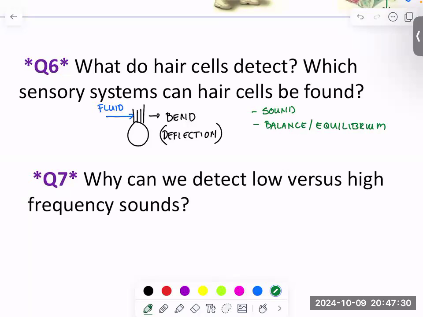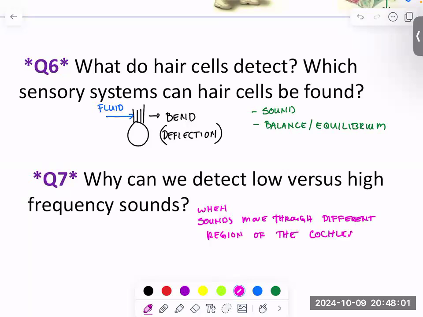Why can we detect low versus high frequencies? Well, it depends on when the sound fluids move through different regions of the cochlear duct. This is a hard concept to understand.